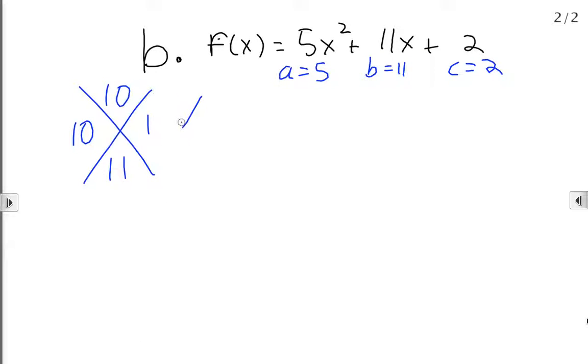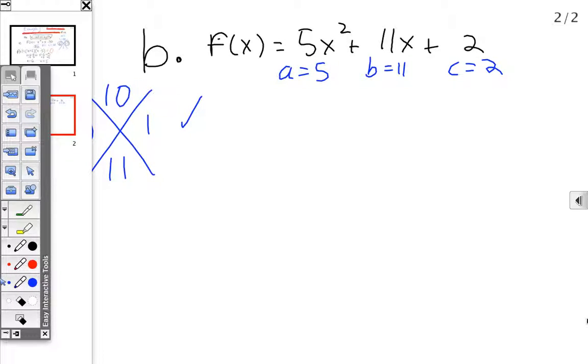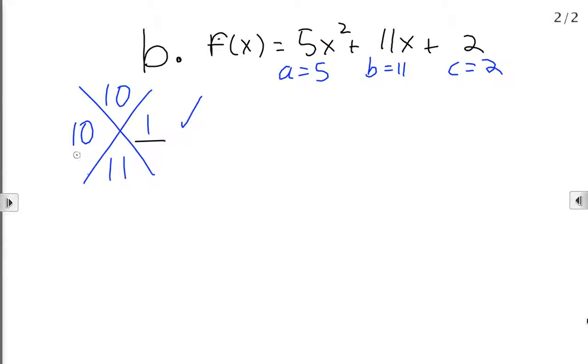Good to go. Check mark. All right. We cannot jump to the finish line. We have an a value that's different from 1. So we're going to take the longer approach to factoring. We're going to use these two values as ingredients for splitting that middle term into two terms.